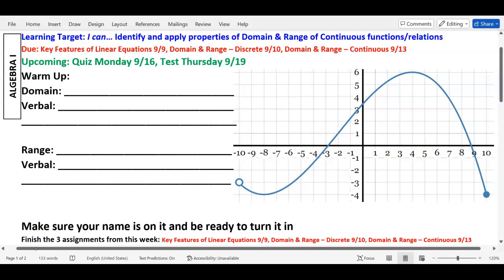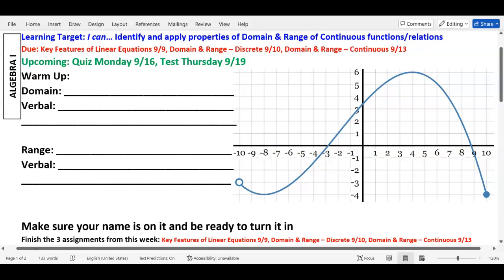Today, it's Friday, September 13th. Now, that means Monday, the 16th, is a quiz. All right, so don't forget about that. And Thursday, the 19th, is a test. All right, now that's coming up.